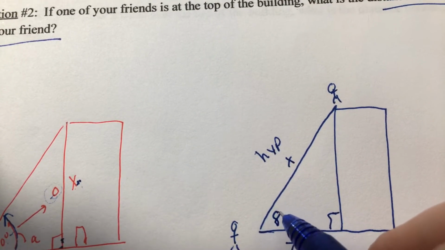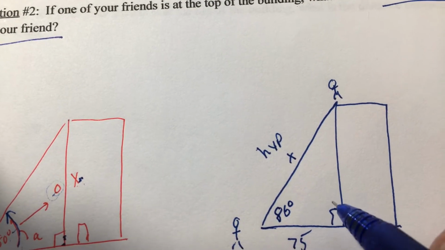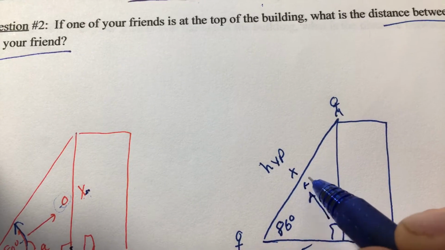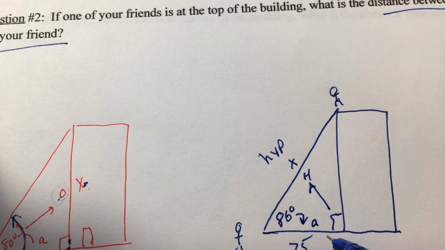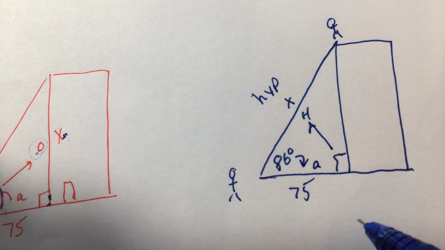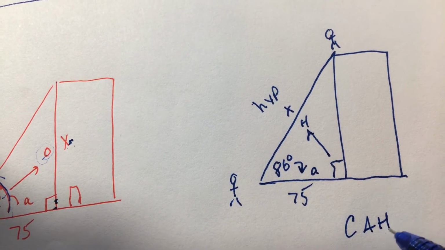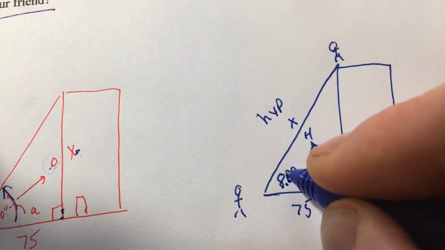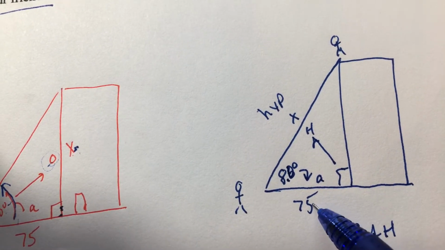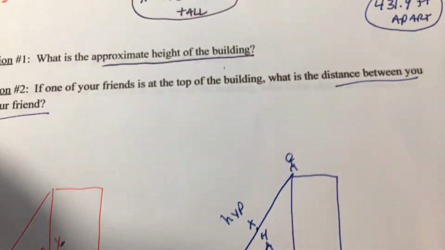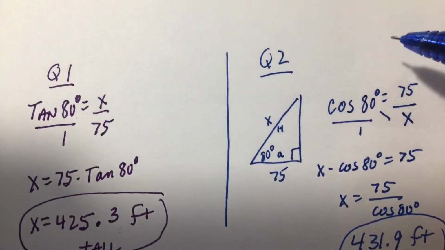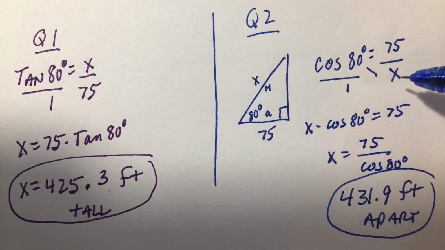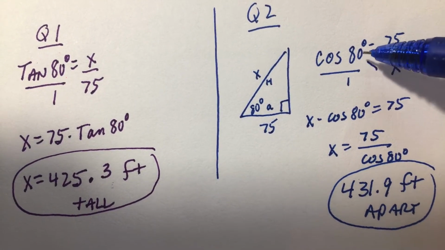Now we also know this is an 80-degree reference angle. So what do we have now? Well, that's the hypotenuse. This is adjacent. That is cosine. So we would say the cosine of 80, that's an 80, equals the adjacent side 75 over the hypotenuse X. Let's go back up here. Cosine of 80 equals 75 over X. Put it over top of 1, cross multiply.